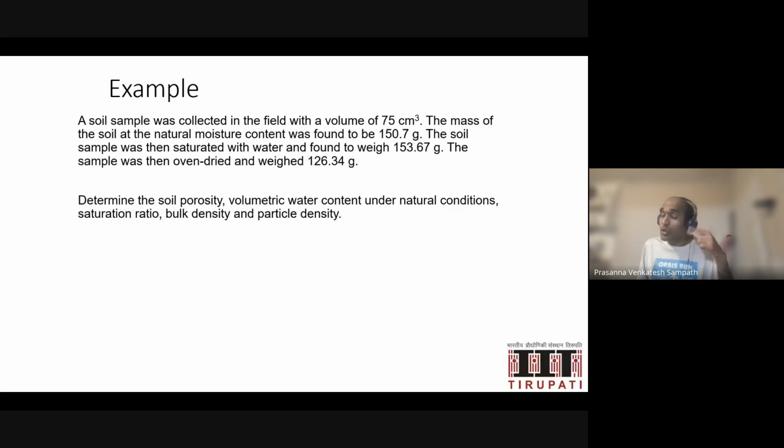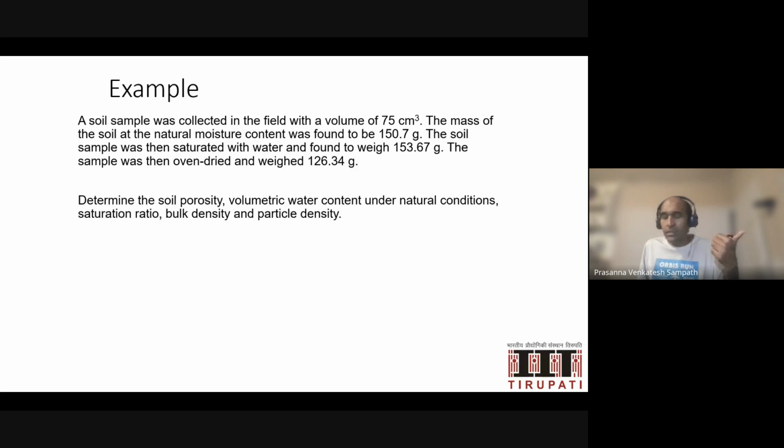You know the total volume of the sample. So that's known, 75 cm³. You also know the density of water. It's 1 gram per cc. So that's convenient. Then you do some simple mathematics. You will be able to figure out all of these different parameters that you've been asked to find out.